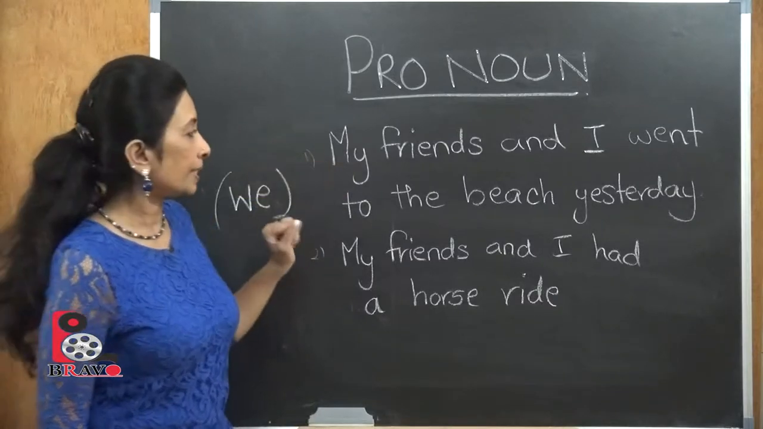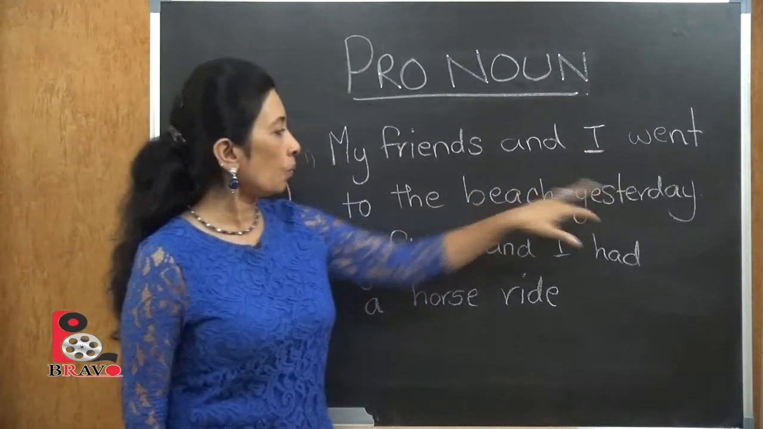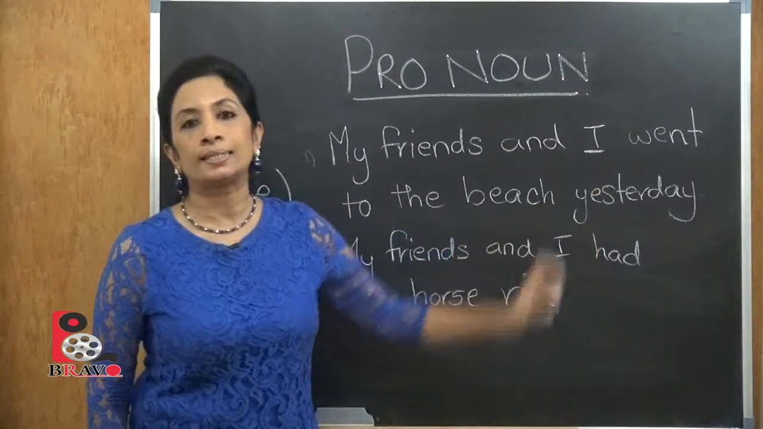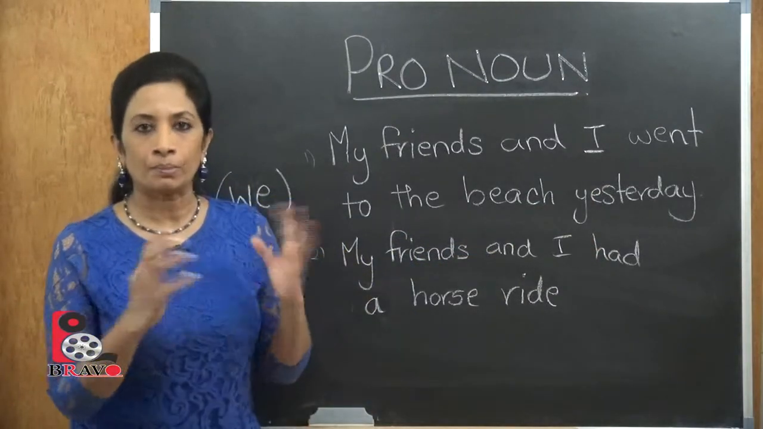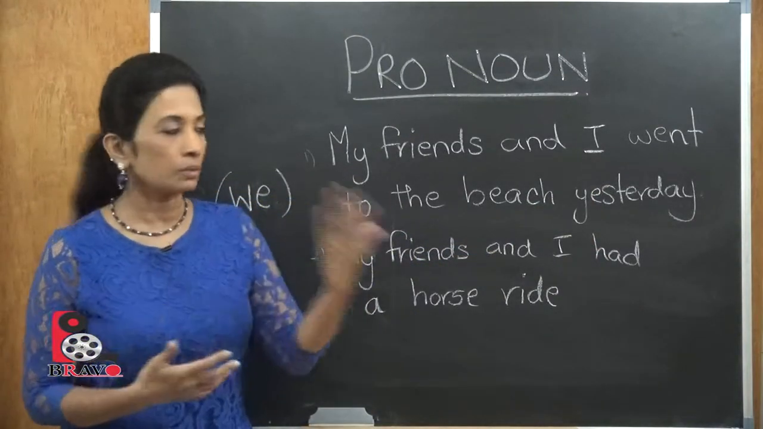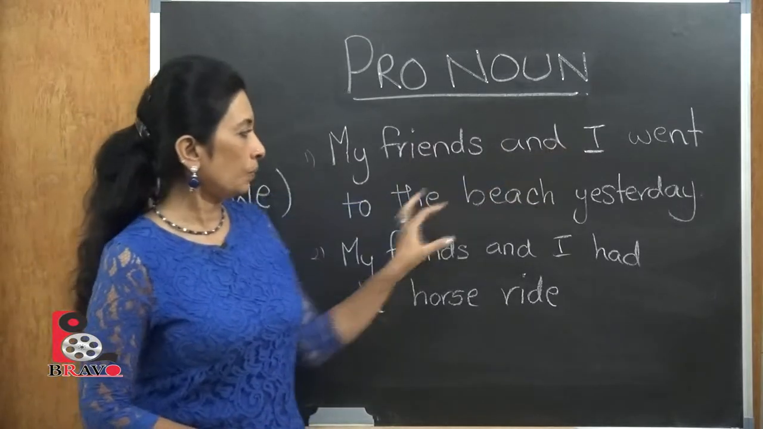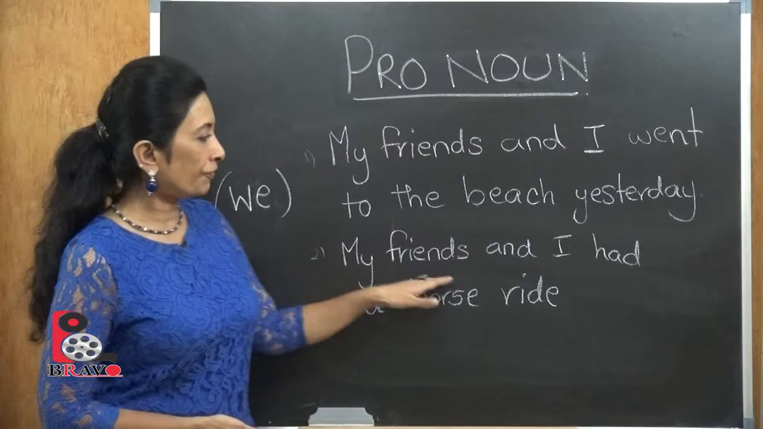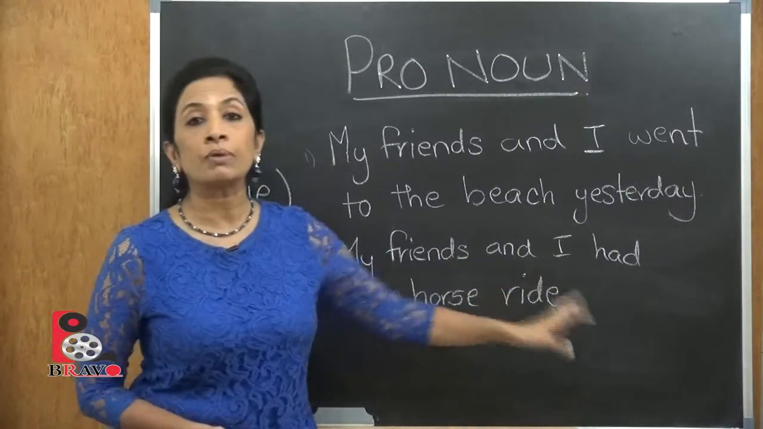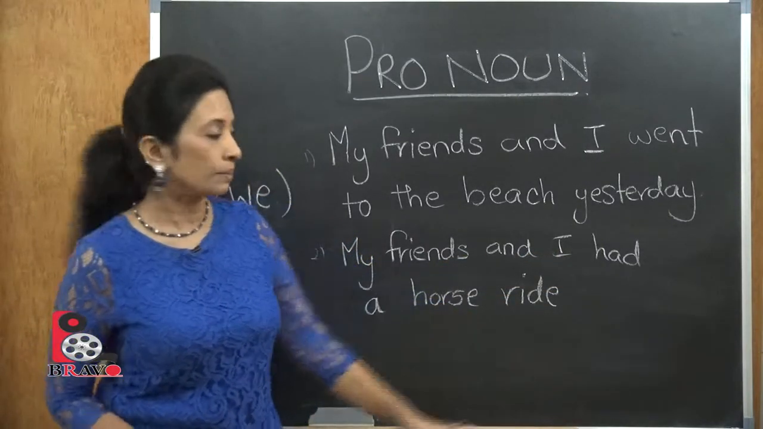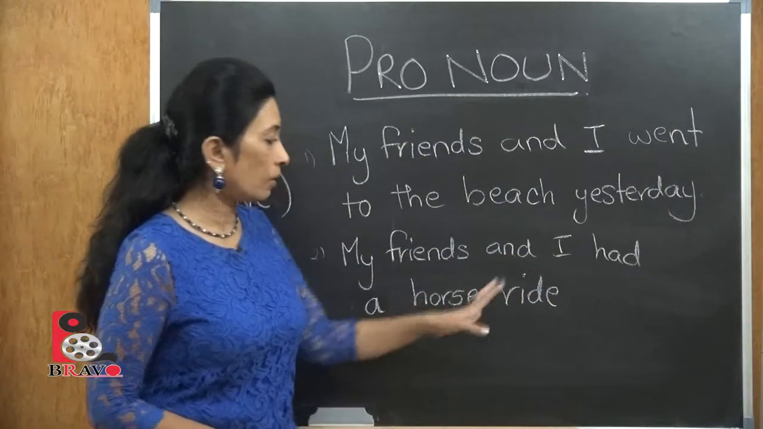The example sentence: my friends and I went to the beach yesterday. So it's a few people, my friends and I. Okay, so there's more than two or three people. It will come together as friends and I went to the beach yesterday. My friends and I had a horse ride. So we had a horse ride at the beach.